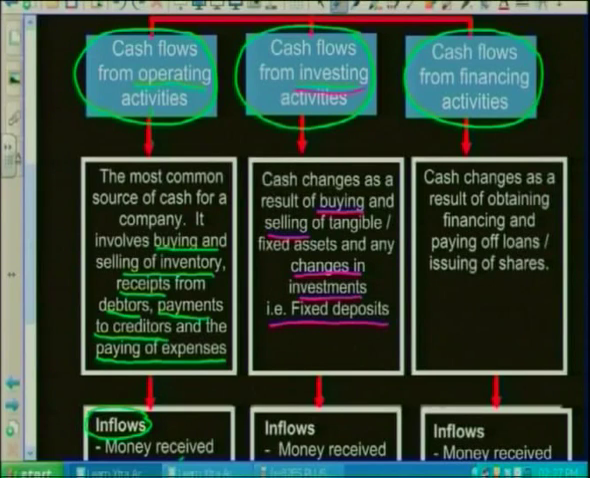When it comes to our fixed deposits, remember guys, you did this in grade 10. Your fixed deposit is where you take money and you invest it for a certain period of time. So when you're making your investment or creating that fixed deposit, you are taking money out of your bank account. In other words, there is an outflow of cash. When that fixed deposit matures, that simply means that money is now going to come back into your bank account. In other words, it's an inflow of cash.